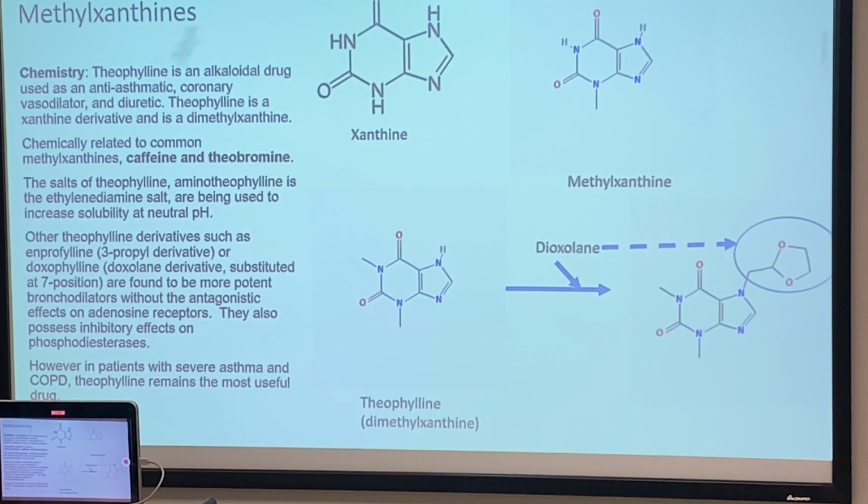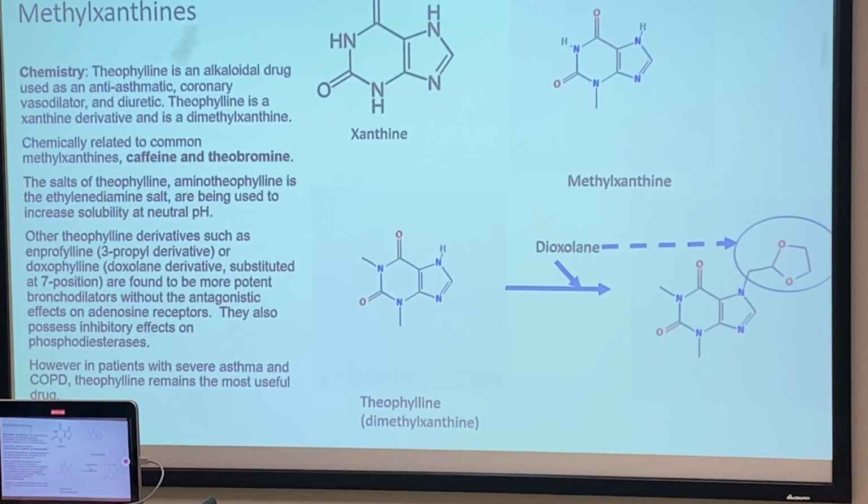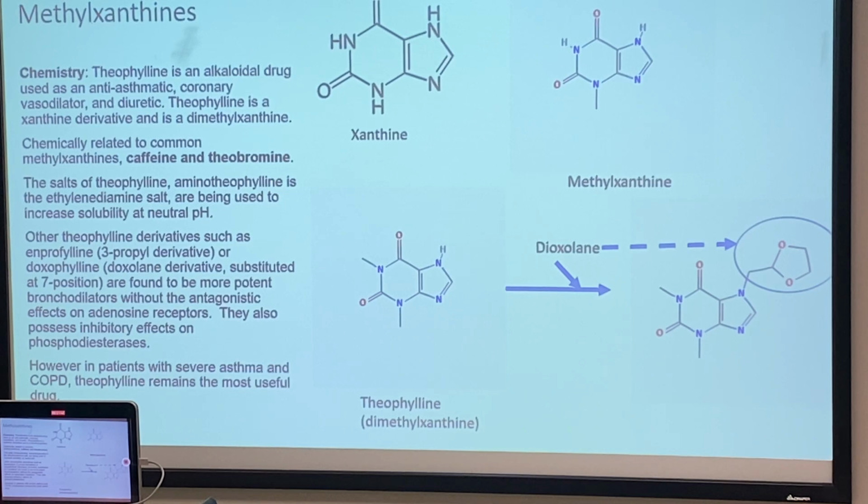Salts of theophylline or aminophylline, an ethylenediamine salt, are being used to increase solubility at neutral pH. Other theophylline derivatives are there, such as acefylline, doxofylline. They are substituted at this seventh amino group position here. And what's the advantage? They are found to be more potent bronchodilators without antagonistic effects on adenosine receptors.